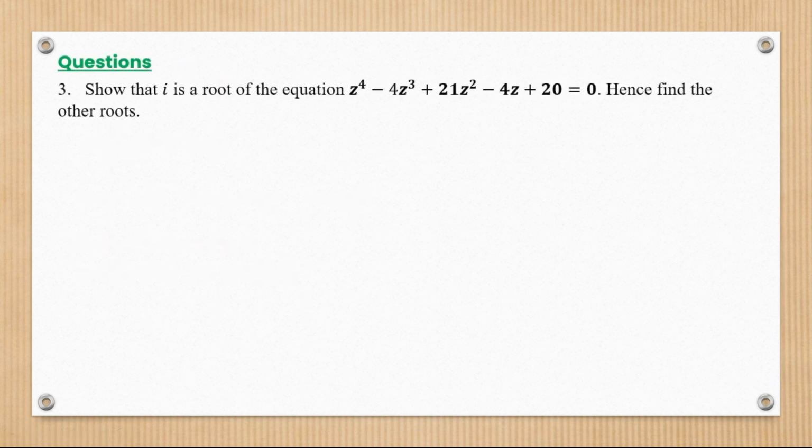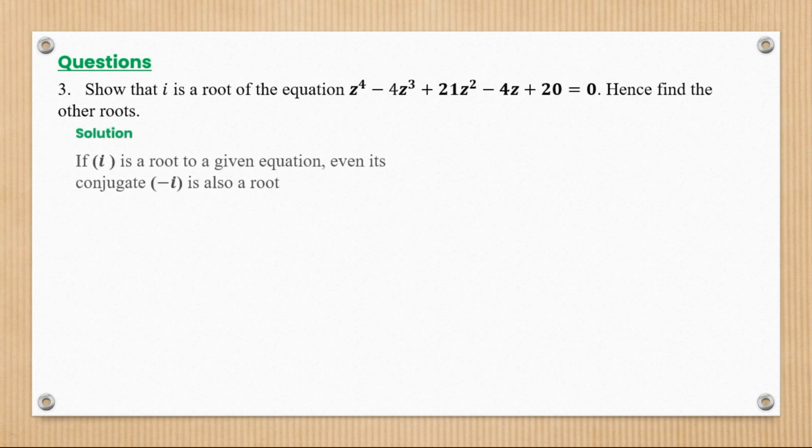So question number 3: show that i is a root of the equation z^4 minus 4z^3 plus 21z^2 minus 4z plus 20 is equal to 0. Hence find the other roots. So let's solve this. You can see that i is an example of a purely imaginary root, a purely imaginary number. That means the real part is 0.